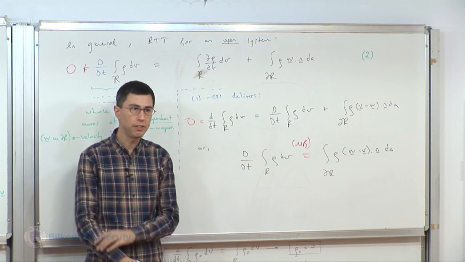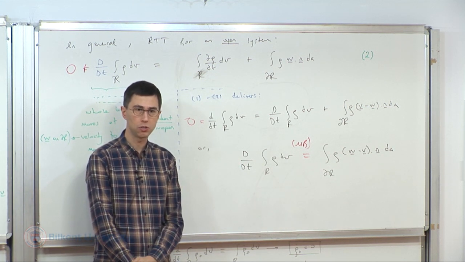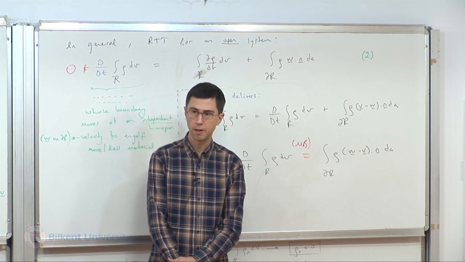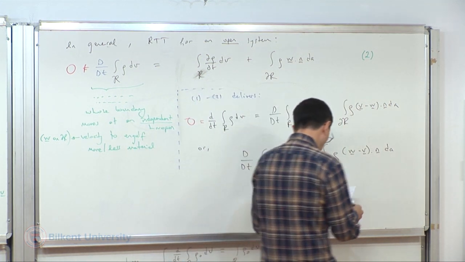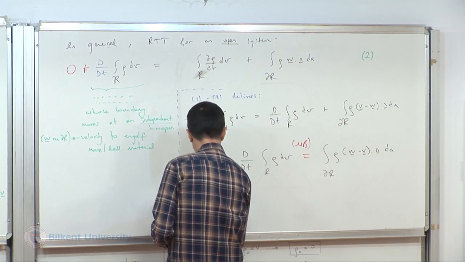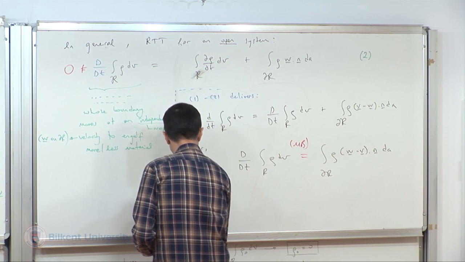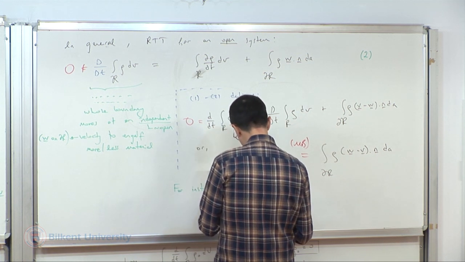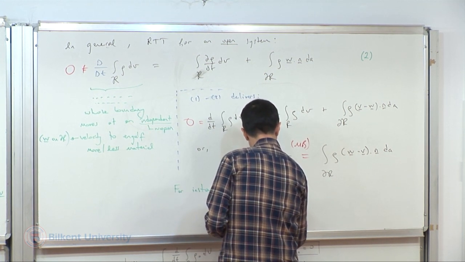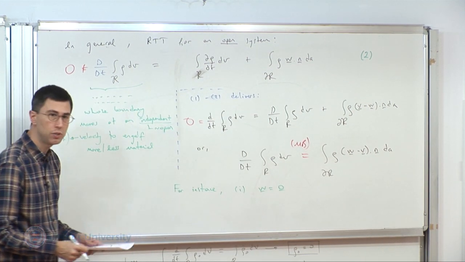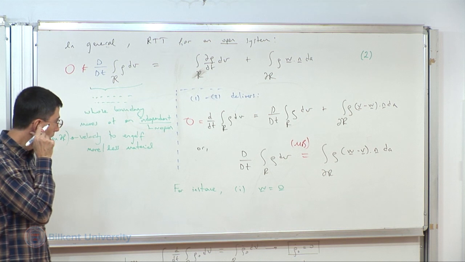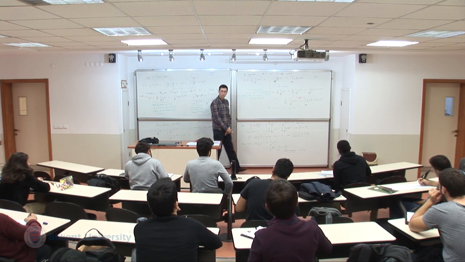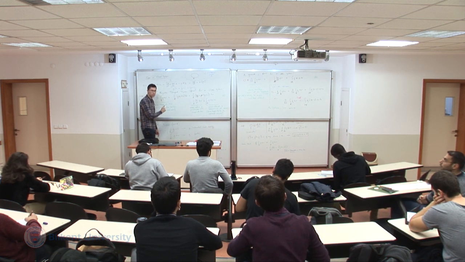Questions on any part of the derivation so far? Now I'm going to give you some interpretations to show you that this does make sense. Questions on the derivation? No. Okay. So some special cases. Let's say that w is equal to 0. Now, let's go back here for a second.